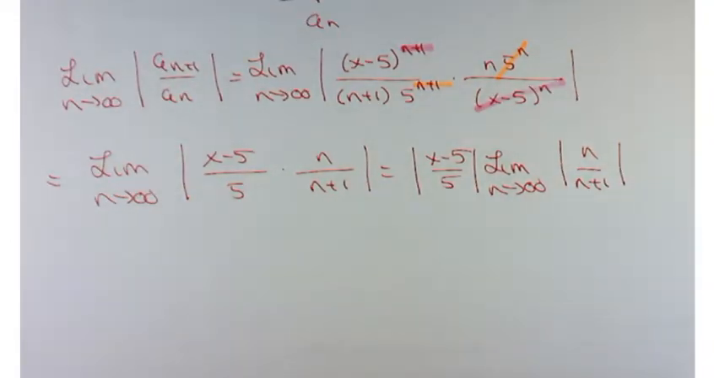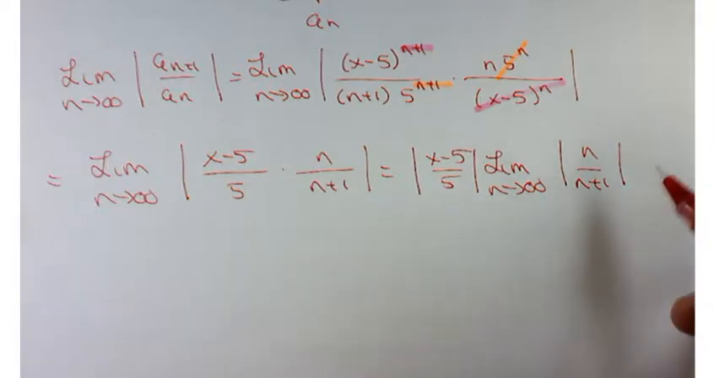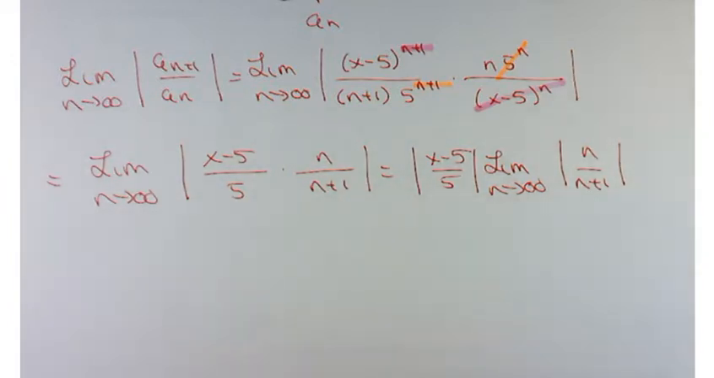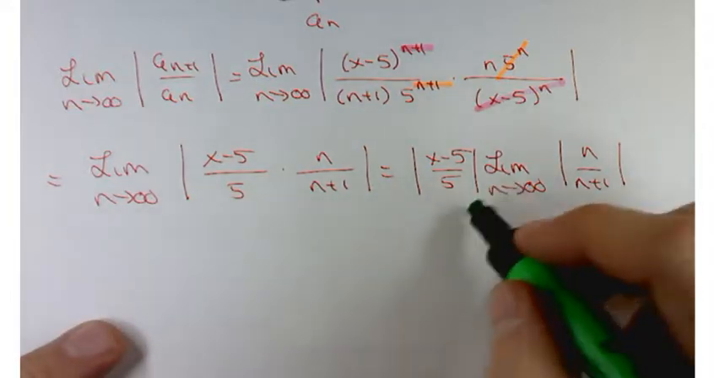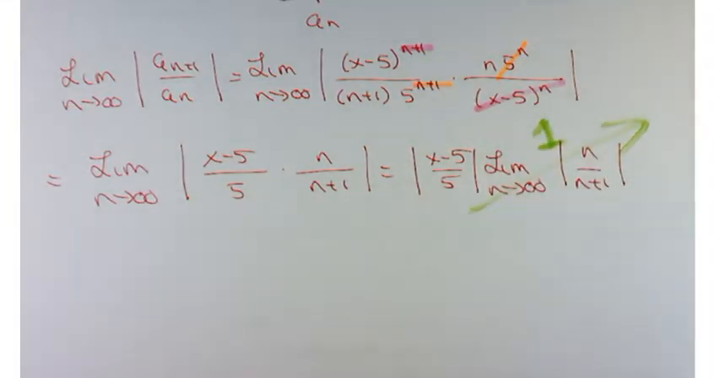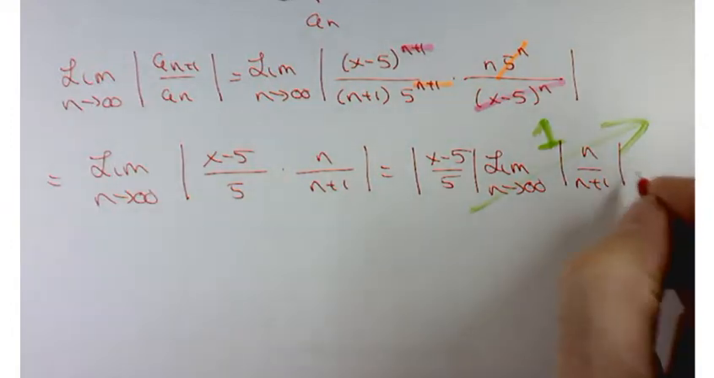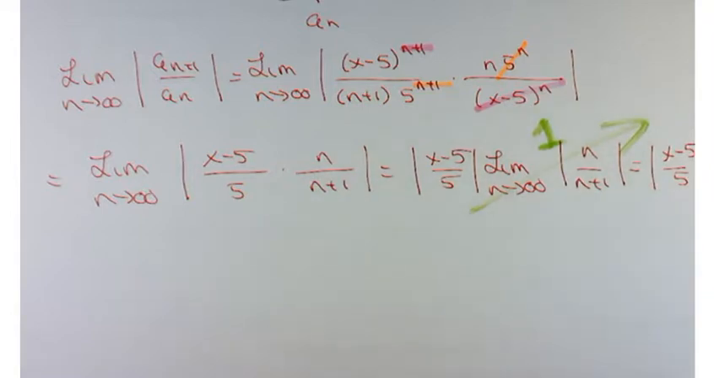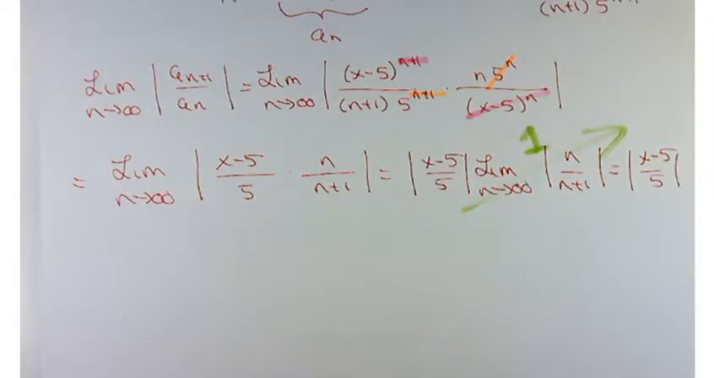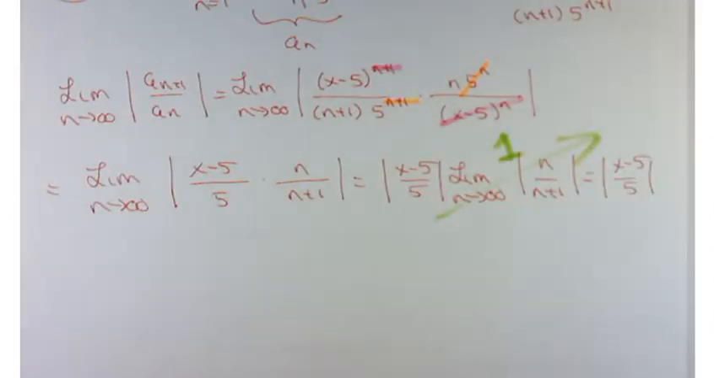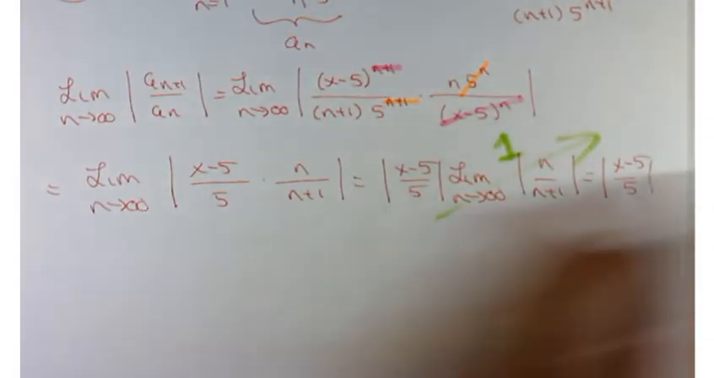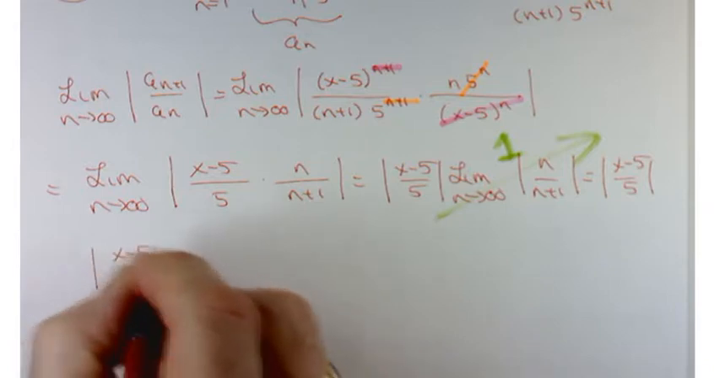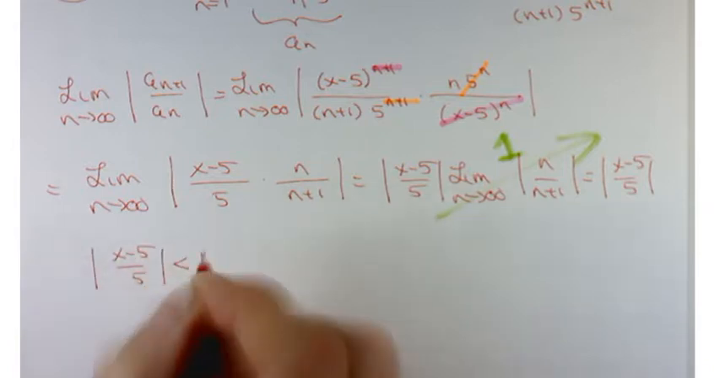What's that limit? A couple of you said it. Not 0. It's 1. This whole thing turns into a 1. So overall, that's going to be the absolute value of x minus 5 over 5 for the limit. In order for this to converge, by the ratio test, we need that limit to be less than 1. So the absolute value of x minus 5 over 5 is less than 1.